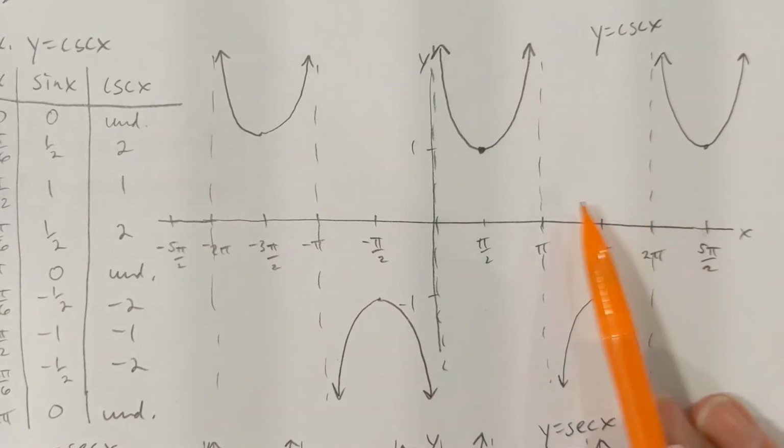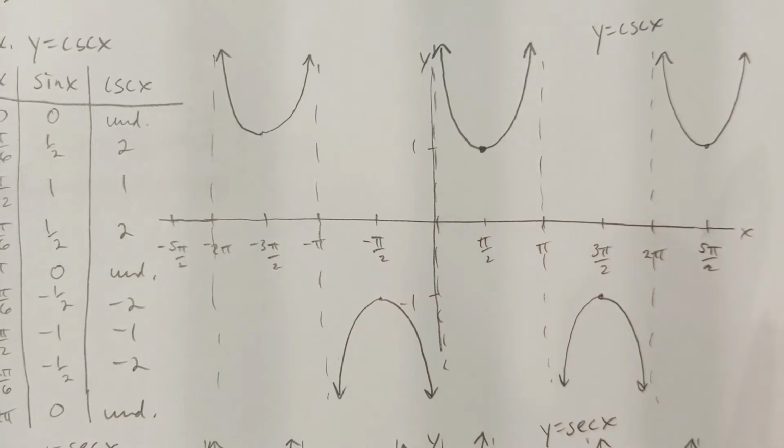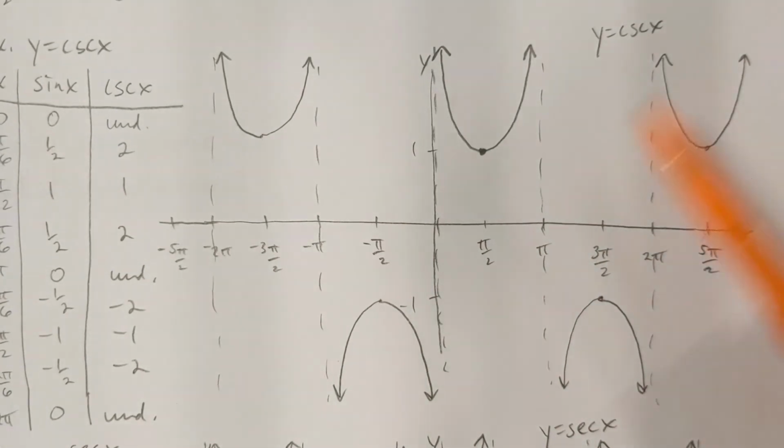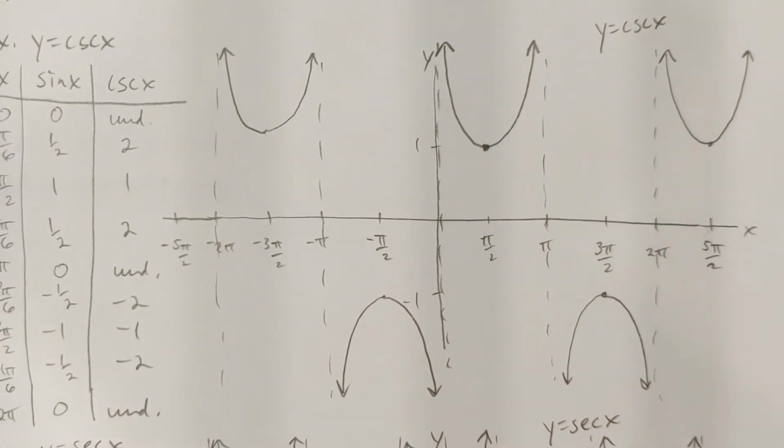So I can slide this over to the left or the right and be able to get the rest of the graph. There's going to be infinitely many asymptotes on this graph. There's going to be infinitely many hills and valleys. We can see that on this graph.